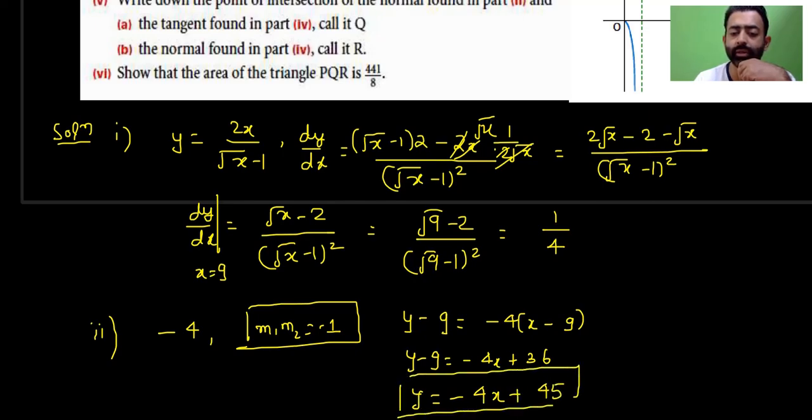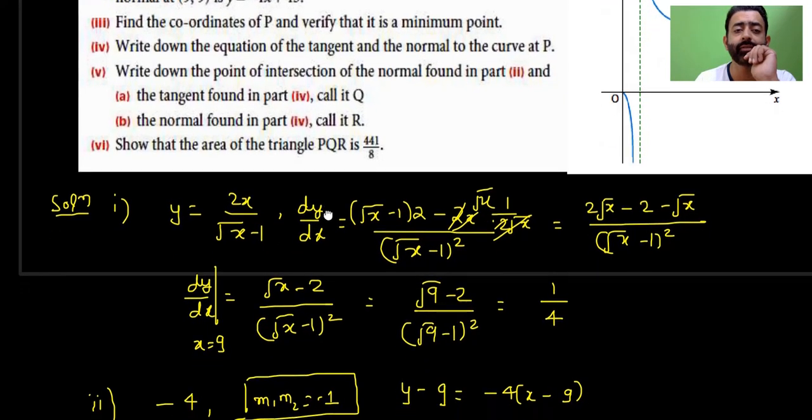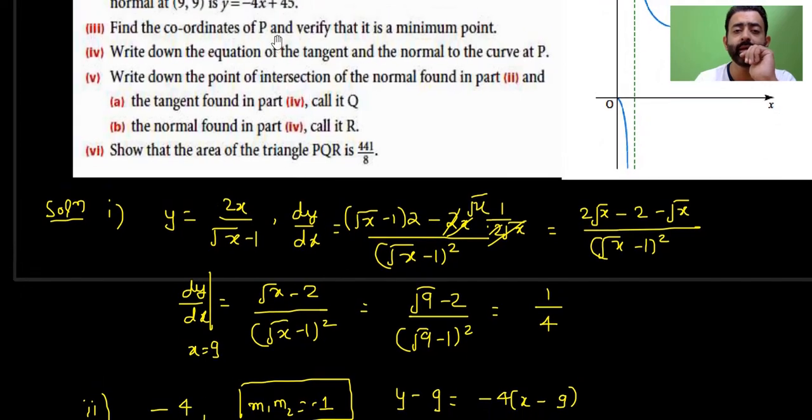Okay, hence we have shown that this is the equation of a straight line, normal. Okay, y equal to minus 4x plus 45. This is your second part. Third part says that find the coordinates of point P and verify that it is a minimum point.